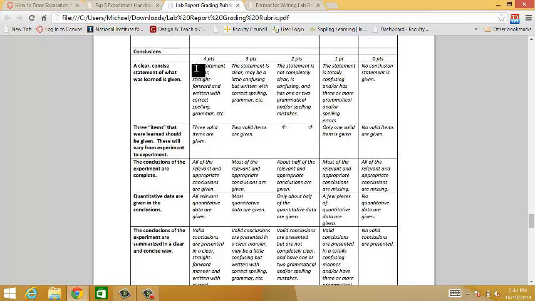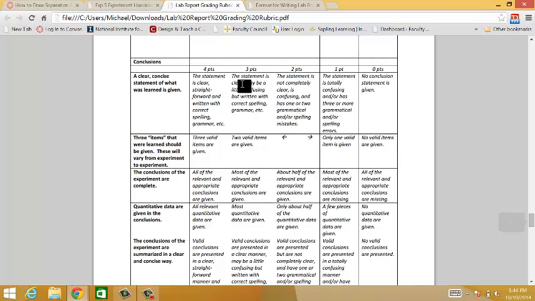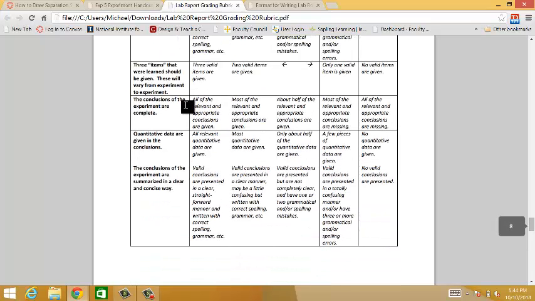So did you include a statement that is clear, straightforward, and written with correct spelling, grammar, etc.? I want to know what you learned, written in decent English. Then if it's clear, but maybe I'm a little confused, or maybe you didn't use correct spelling, then you might come down to here. And if I'm totally baffled and I see lots of grammatical and spelling mistakes, then it might go to here. But these are more or less style issues. Just try and make it clear. And what did you learn?